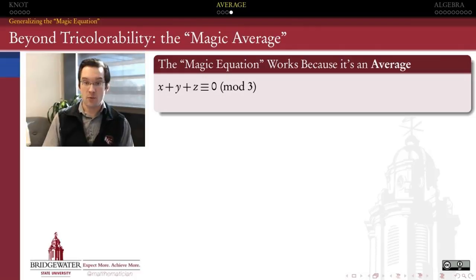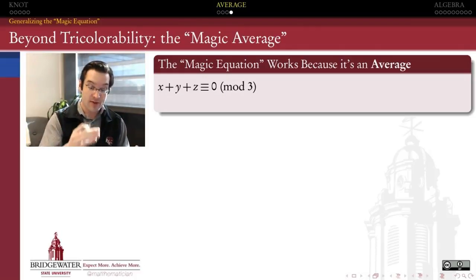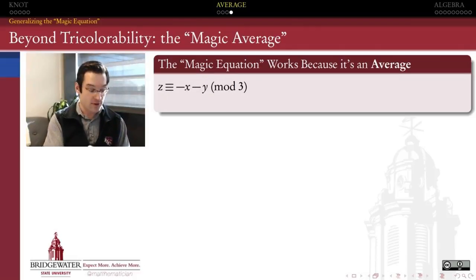Why does the magic equation work? The real reason the magic equation works, and the title of this component of the presentation, is it works because it's an average. Now, why is x plus y plus z equals 0 mod 3 an average? Well, let's rearrange it to get the z by itself. So z is minus x minus y mod 3. But negative 1 in Z mod 3 is congruent to 2, so that's the same as z equals 2x plus 2y.